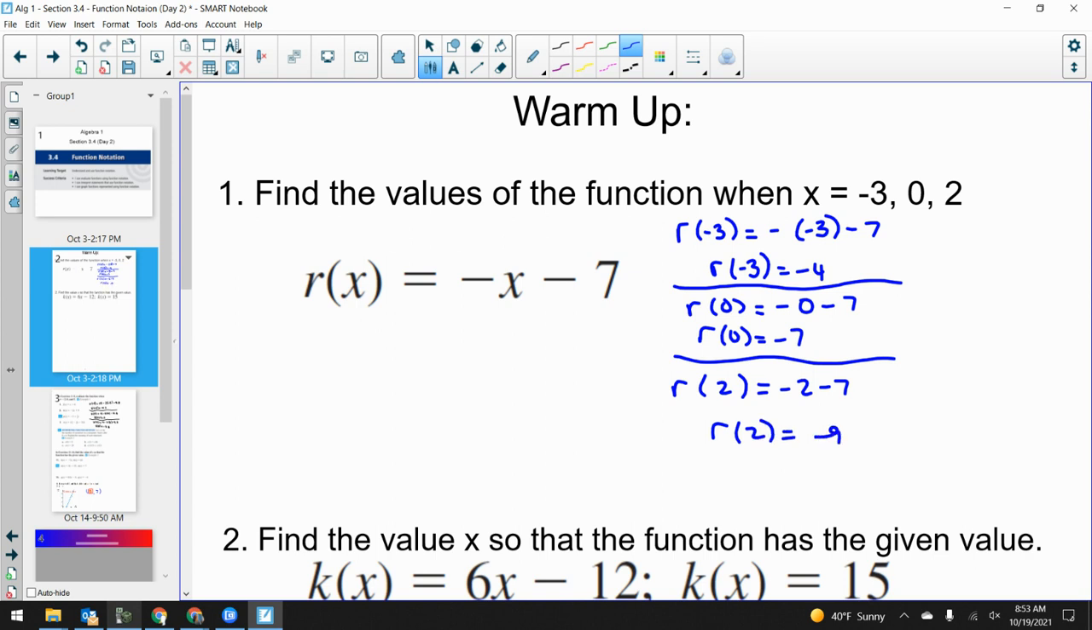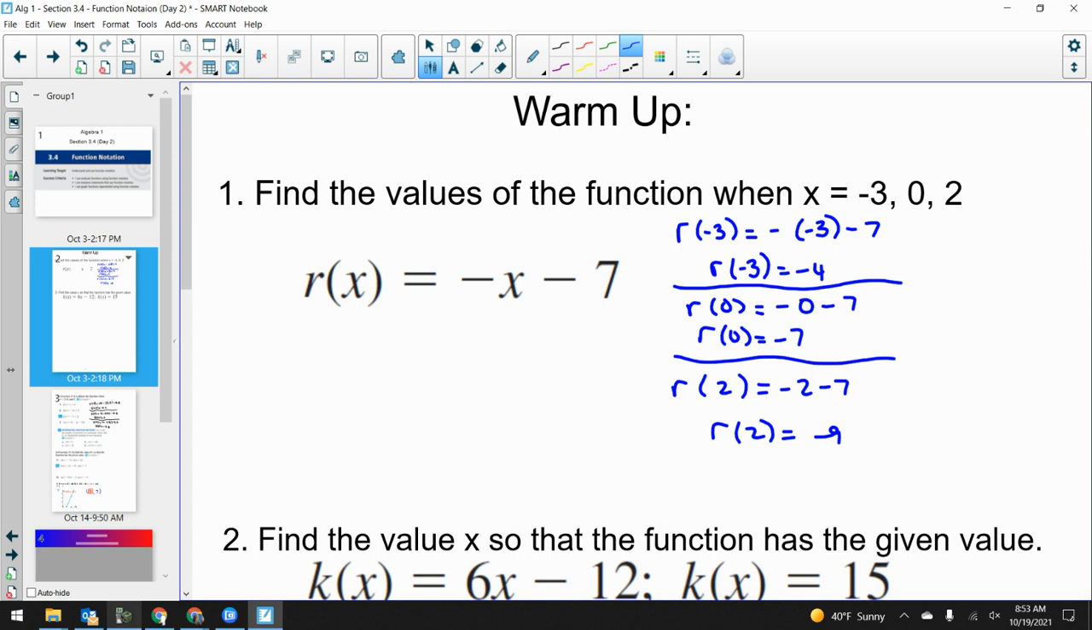Any questions on those three? Again, this should be a simple process, just kind of time consuming. Yes? For the first one, there's 2 negatives. Yeah, those 2 negatives will cancel out to a positive. So -3 turns into +3, and +3 minus 7 will be -4.